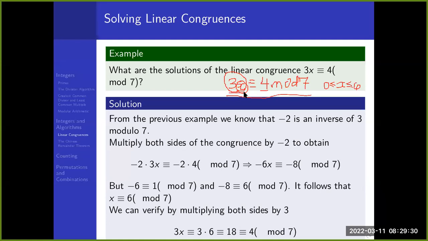But that only works for simple examples. So for instance, if you test with 3 times 1, that is 3. And 3 minus 4 is -1, but -1 is not divisible by 7. So 1 doesn't work. 2 will not work because 6 minus 4 is not divisible by 7. And so on. Eventually, you will get to 6. 6 times 3 is 18, and 18 minus 4 is 14, which is divisible by 7. So this is a simple example. You don't even need these powerful techniques to solve this.